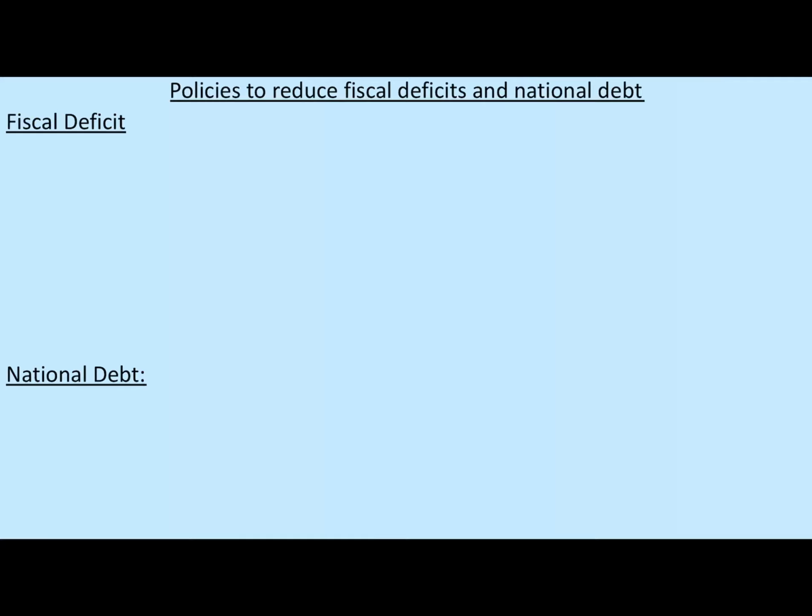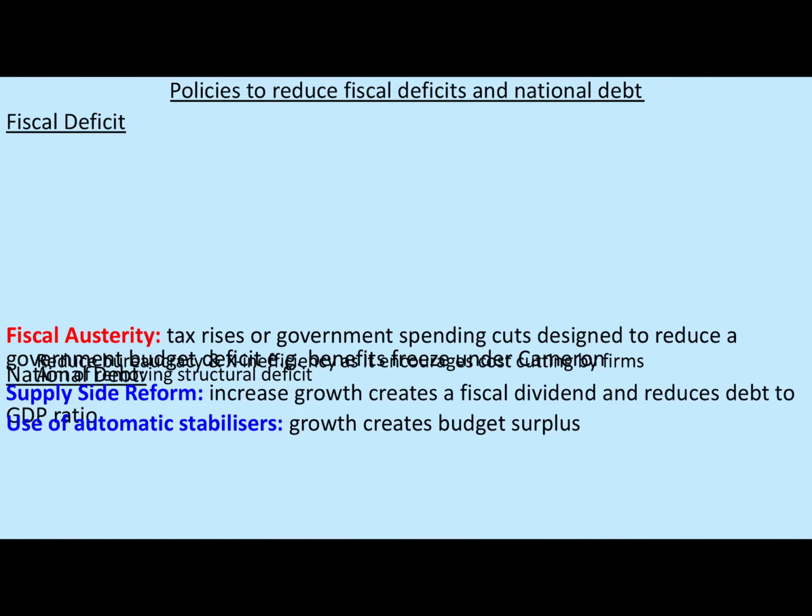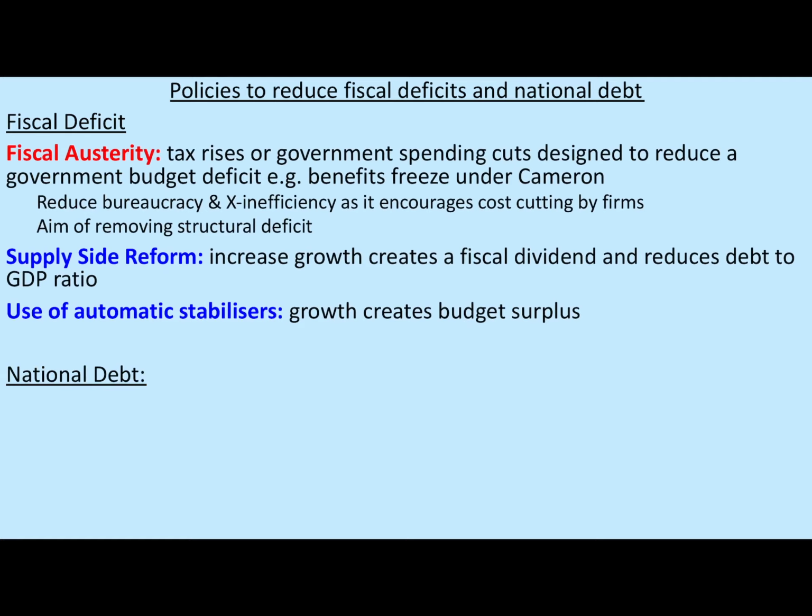Final thing then, we need to look at some policies that can be employed to reduce fiscal deficits and national debt. So the first one, perhaps for the deficits, is fiscal austerity, and this was employed a lot by the Conservative Party under David Cameron. I say Conservatives, I also mean the coalition government, because the Lib Dems were supporting that Conservative government. So fiscal austerity is an increase in tax or cuts to government spending designed to try and reduce the government budget deficits.